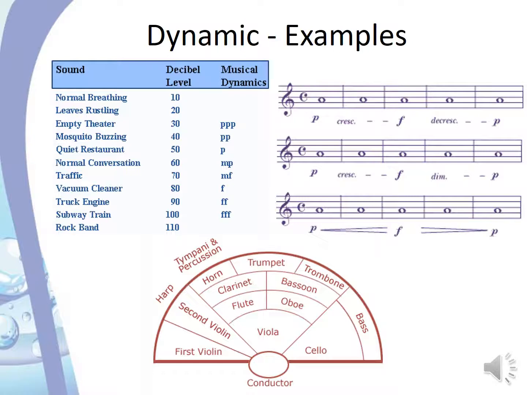I should note that the orchestra is also arranged by dynamics. The softest section, which would be the strings, is often found at the front of the orchestra. Right behind them would be the second softest, which would be the woodwind family.